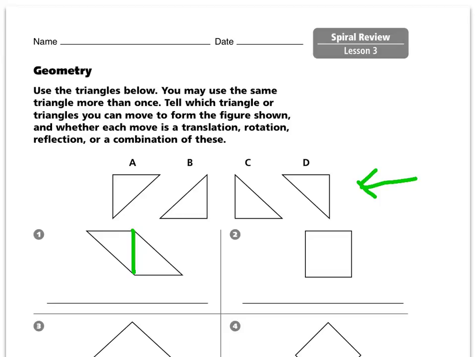Now, what shape is this? And if I look, I can tell that it is letter D. And what shape is this? Looking up here, match them, it's letter C. So I need to have D and C, and I translated them or slid them together in order to make the final shape.